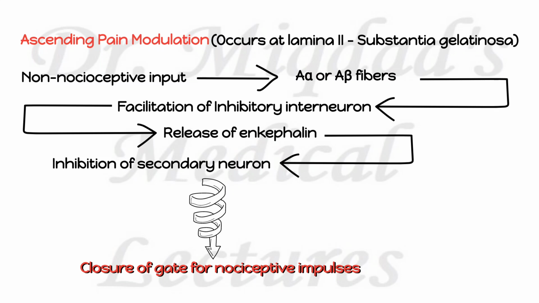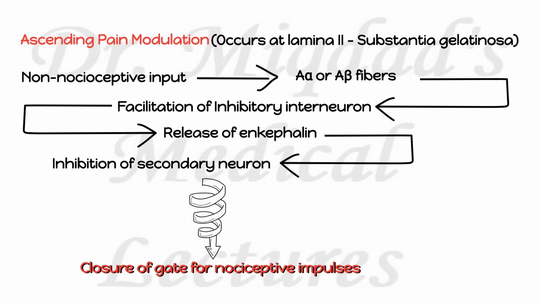For example, if someone slaps you or pinches you, you immediately start rubbing the area, thereby stimulating the A alpha and A beta fibers, which then closes the gate for nociceptive impulses at the substantia gelatinosa, and thus you feel relief of the pain. Application of gentle massage or applying pressure or vibration at the painful area also reduces the pain by this same mechanism.